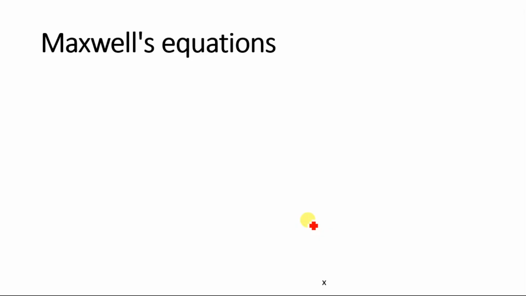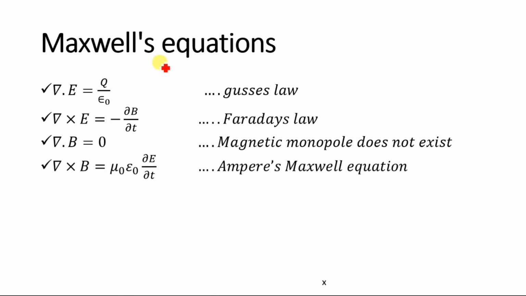Let's begin with Maxwell's equations. Maxwell has four equations. Number one is del dot E is equal to Q naught divided by epsilon naught, and this is known as Gauss's law. This equation shows that the electric field lines passing through a closed surface are equal to Q naught, the total charge enclosed by that surface, divided by epsilon naught.